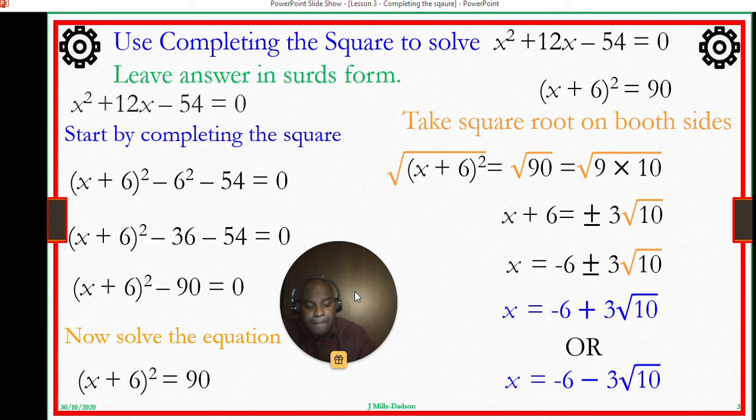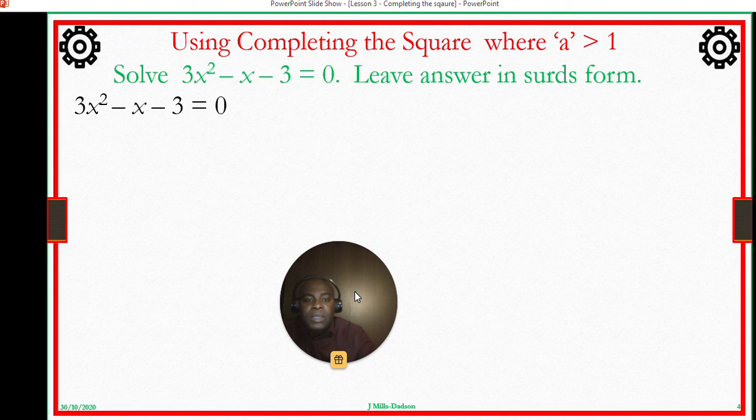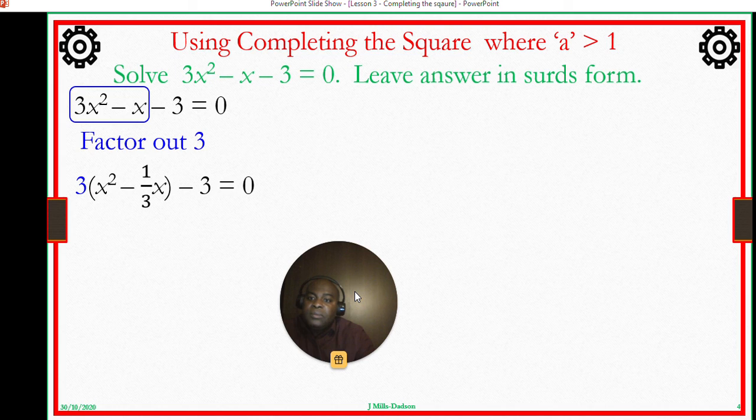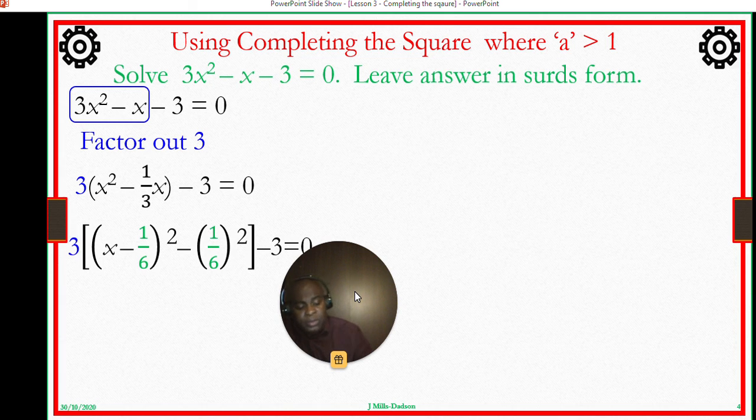What about where a is bigger than 1? We need to recall what we did in lesson 2, where we have to factor out the coefficient of x squared. Factor out 3. We end up dividing 1 by 3 because 1 is not a multiple of 3, like we explained in lesson 2. So we continue completing the square.